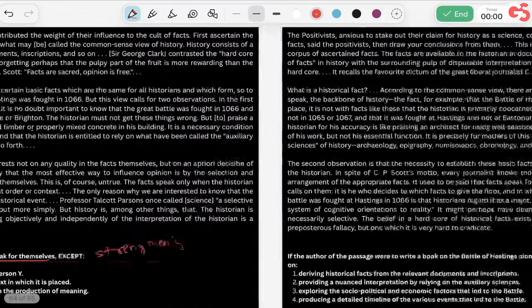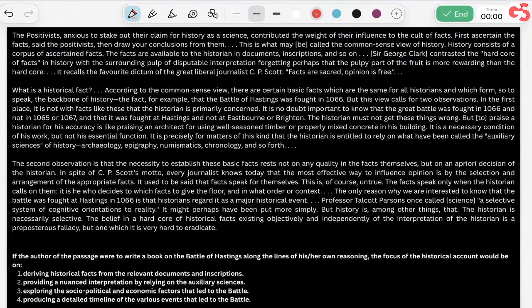If the author of the passage were to write a book on the Battle of Hastings along the lines of his or her own reasoning, the focus of historical account would be deriving historical facts from the relevant documents and inscriptions, providing a nuanced interpretation by relying on auxiliary sciences, exploring socio-political and economic factors that led to the battle, producing a detailed timeline of various events that led to the battle. So it depends on how this author writes. Derive, provide, explore, produce. Okay. Derive, provide, explore, produce. Cool.